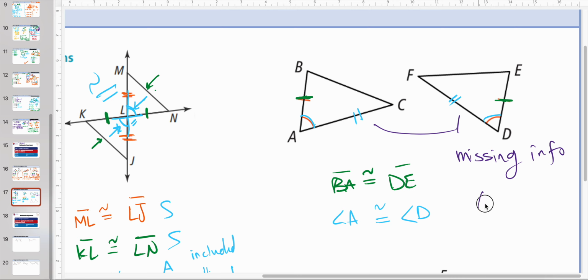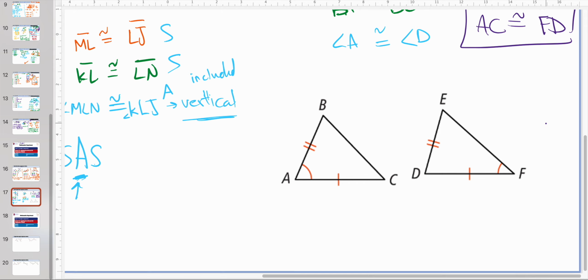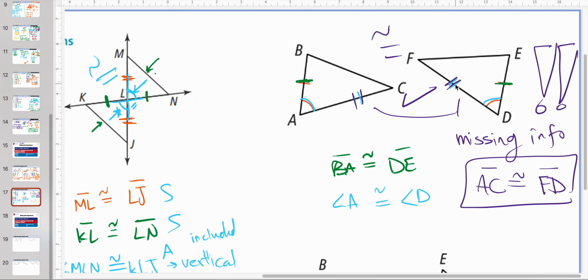What's the missing information? AC is supposed to be congruent to FD. So if they said that these are congruent, then they will be congruent. Otherwise, there's a missing information. Okay? They will be congruent following which rule? And side, angle included, side. So side, angle, side. Okay? If I want to say that they are congruent using side rule, then also this side must equal to that side. I'm gonna have two missing information, this side and this side, okay?